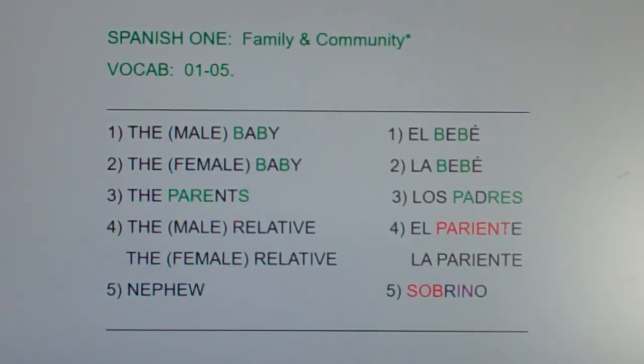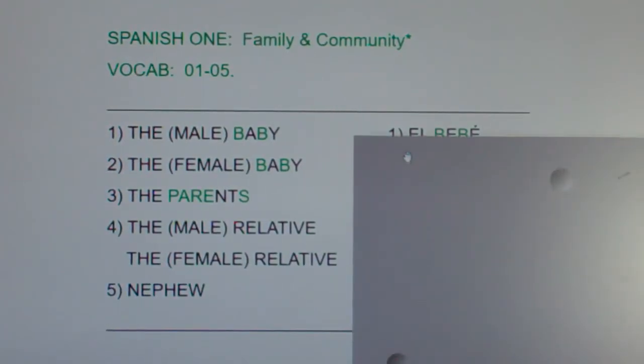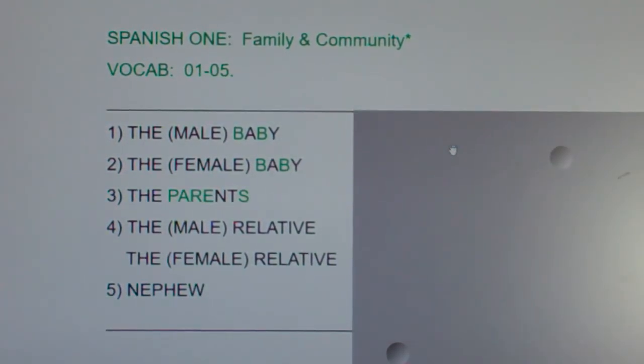All right. Time for a post quiz. Let me cover up the Spanish. Please take a few moments, look at these English words and say the Spanish equivalents out loud, or even better, look at these English words and write the Spanish equivalents down on paper to make sure you can spell them correctly. This has been Spanish 1, Family and Community, Vocab 1 through 5.